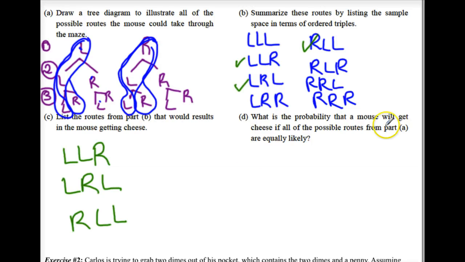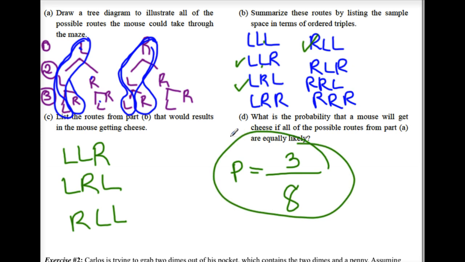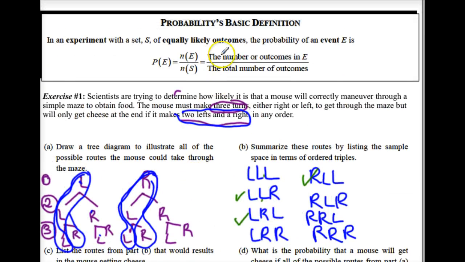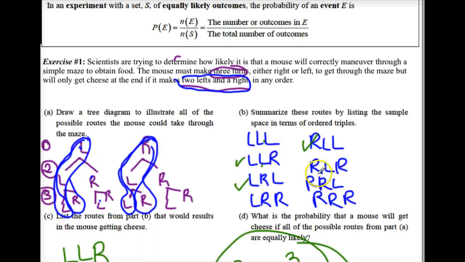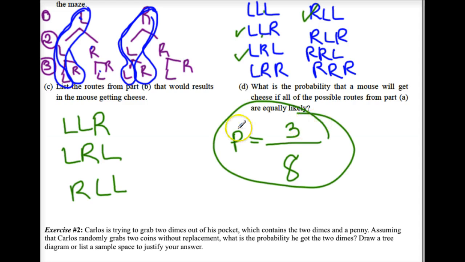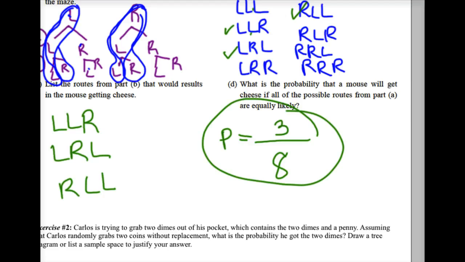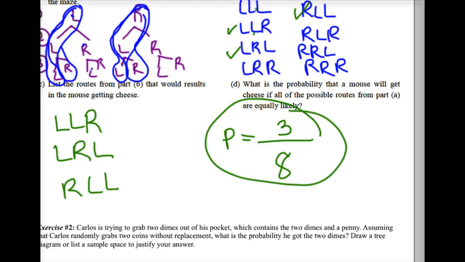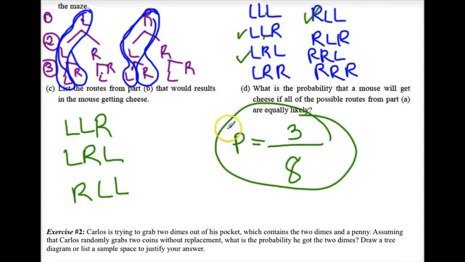It says what's the probability that it will get the cheese? So probability is equal to how many choices this rat has: 1, 2, 3. 3 choices of getting this cheese over how many choices in total? 1, 2, 3, 4, 5, 6, 7, 8. So your probability is 3 out of 8. That goes back to our definition: number of outcomes over total possible outcomes. The rat has 3 ways of getting the cheese, and there are 8 possibilities for the rat, the 8 different ways, the total ways, which is what we listed up there.